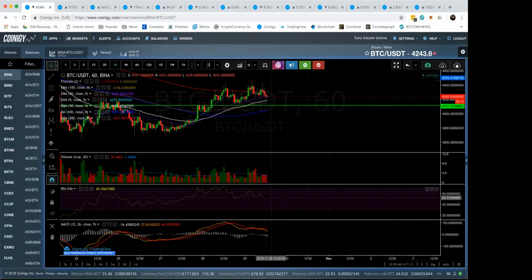Because remember, the RSI just shows the current condition of the candle. So if the candle is green, that shows green. If the candle is red, it's going to have a downtick, or neutral if the bulls and the bears are both coming in at the same time. But the MACD shows the overall momentum of the market. And right now you can see it's a little bit bearish.